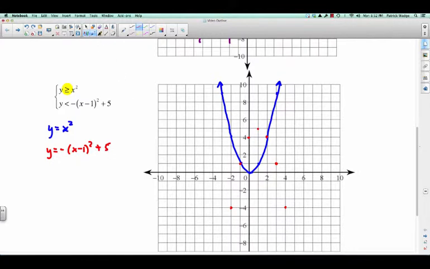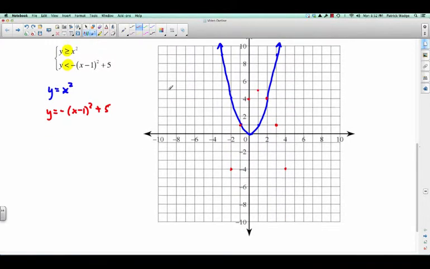And should I make this one solid or dotted? Well, it's only less than, not equal to, so this one should be a broken or dotted parabola. I'll try to do that now. Okay, I've got a couple problem areas there, but you get the idea.